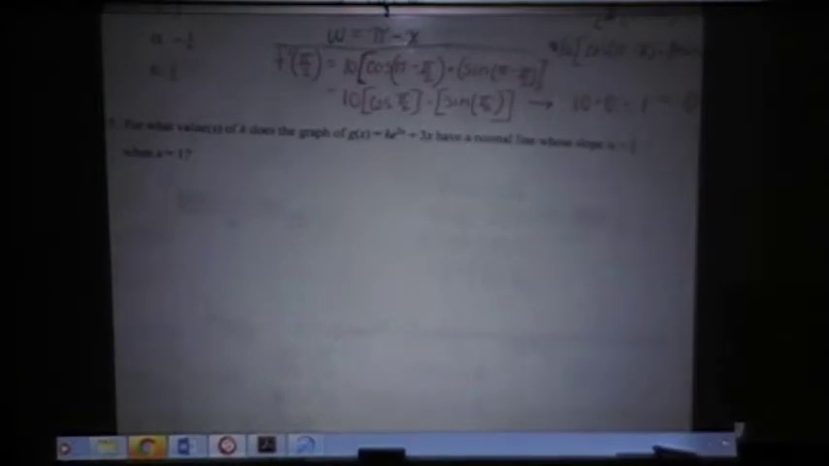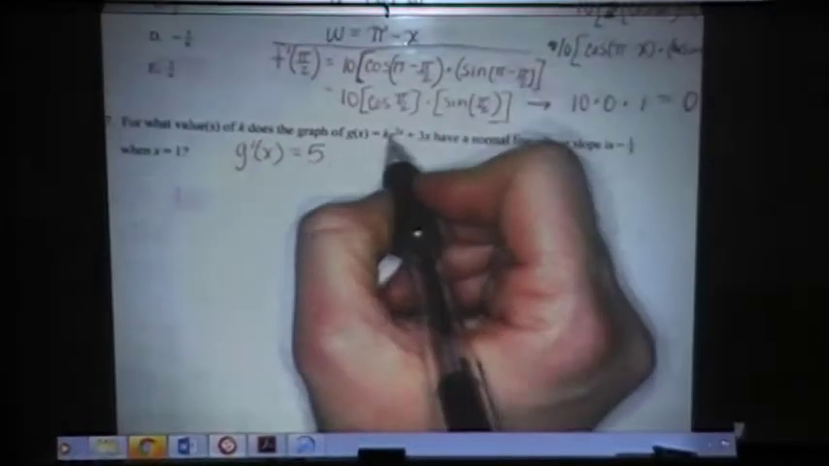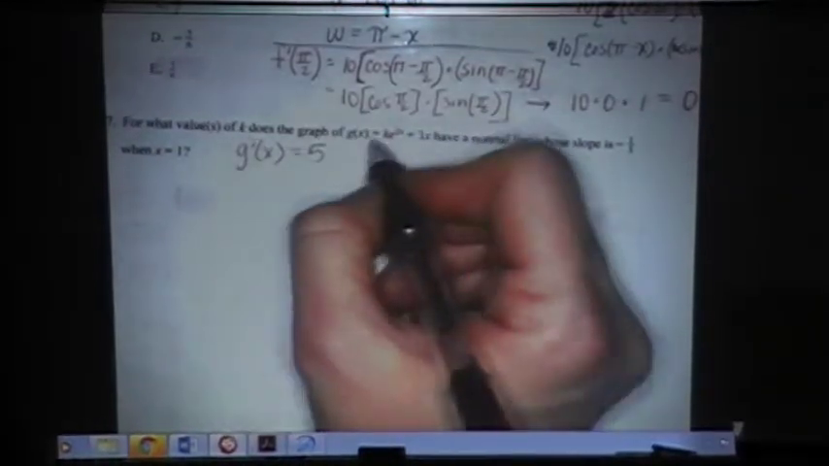Alright, for the next one: for what value of k does the graph of g of x equals k e to the 2x plus 3x have a normal line whose slope is negative 1/5? Okay, well they've given us the normal line, which means if I flip this and change it, I have the derivative. So I want g prime of x to equal positive 5. So I'm going to take the derivative of g of x. Remember, k is a constant. It's a value that we don't know, but it's a constant.